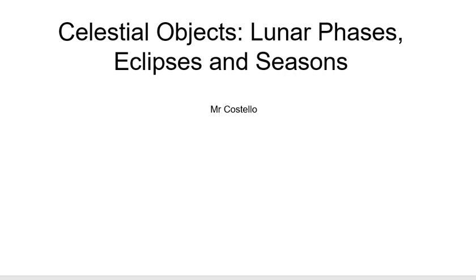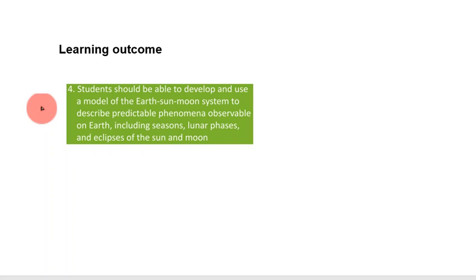Celestial objects, lunar phases, eclipses, and the seasons. So this is what we're going to look at in this lesson. So the learning outcome, students should be able to develop and use a model of the Earth, Sun, Moon system to describe predictable phenomena observable on Earth, including the seasons, lunar phases, and eclipses of the Sun and the Moon.